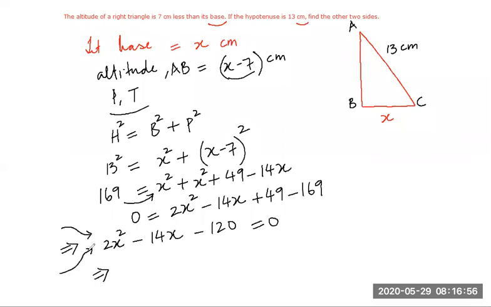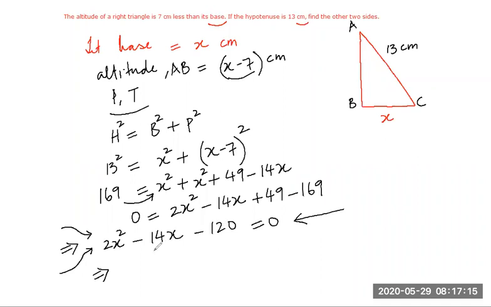Okay, Sukhman, tell me. Sir, 2x square minus 14x minus 120 equal to 0. Students, never ever try to solve an equation if something is common.